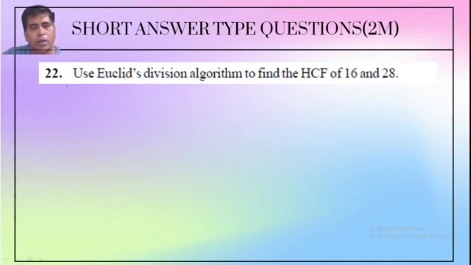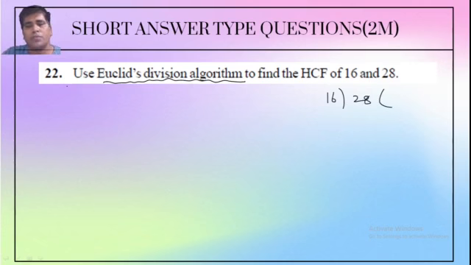Use Euclid division algorithm to find the HCF of 16 and 28. It's a very easy question; we have to apply the Euclid division algorithm to find the HCF. First we will do it by the normal division method. After that we'll write the steps to avoid confusion. So here 16 and 28. 28 is greater than 16, so we have to divide 28 with 16. How many times will it go? 16 ones are 16. So the remainder is 12.